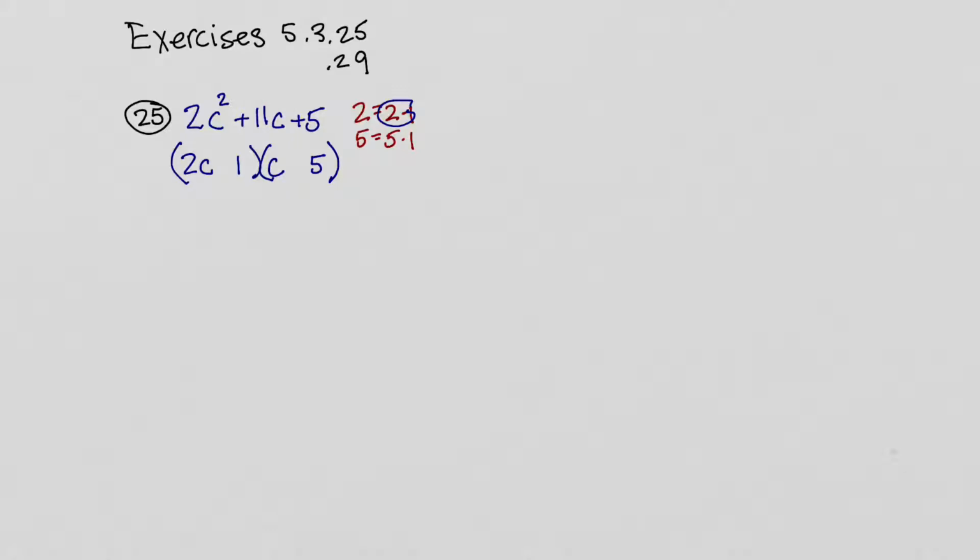All I have to do is get the sign right now. This is a positive 5. So these two numbers have the same sign, which is that middle plus sign. So let's put a plus here and a plus here. And there, we claim, is our factored form.